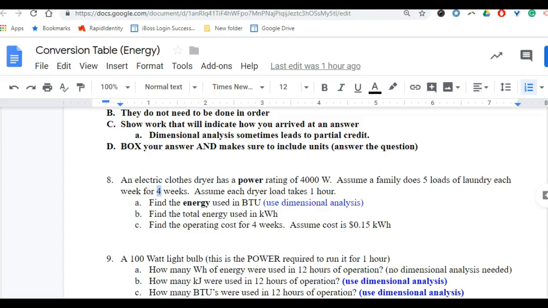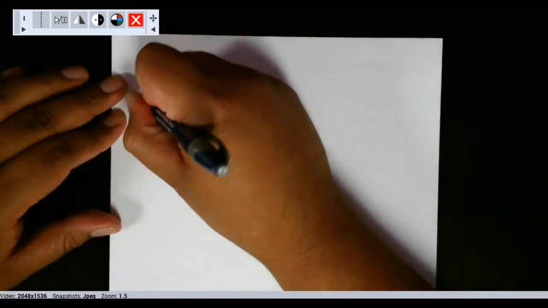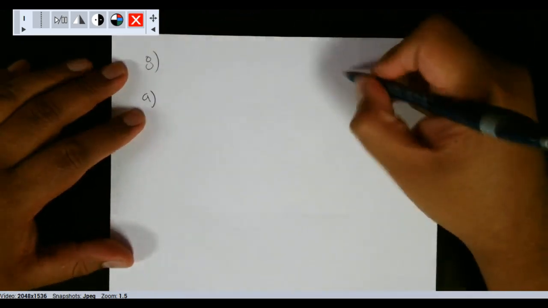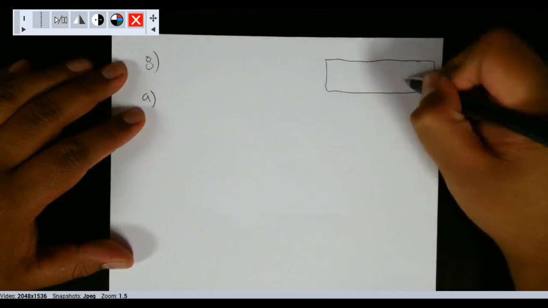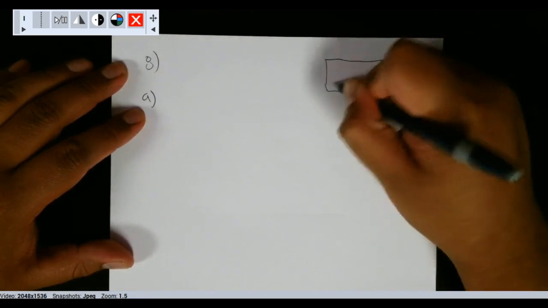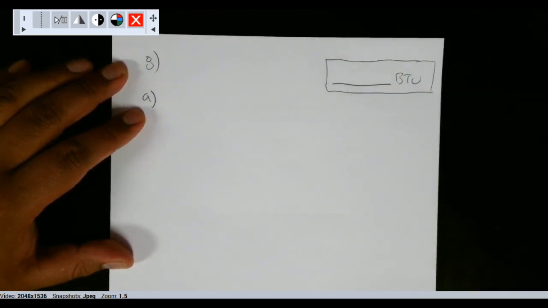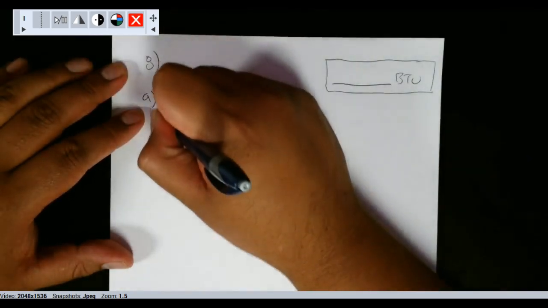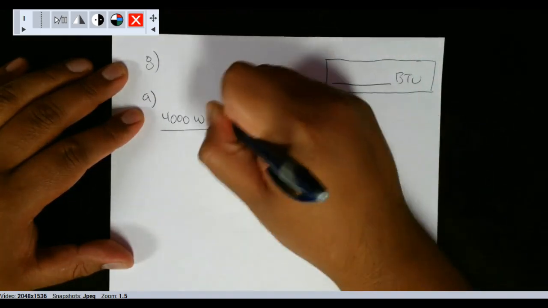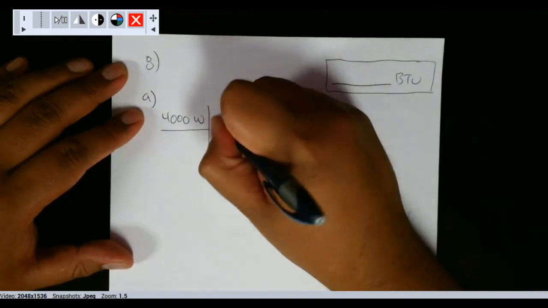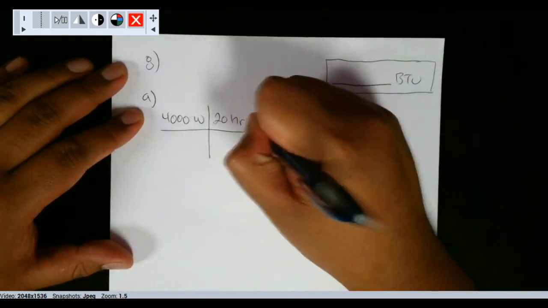All right, so now let's go back to our paper right here. Remember, label. I know my answer. So look, I'm boxing my answer right now, so I don't forget. BTU. This is my answer. It has to be in BTU. So let's start setting up dimensional analysis. 4,000 watts. How long does it run for? 20 hours.